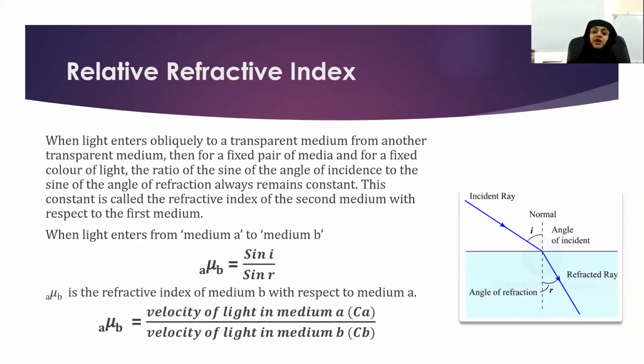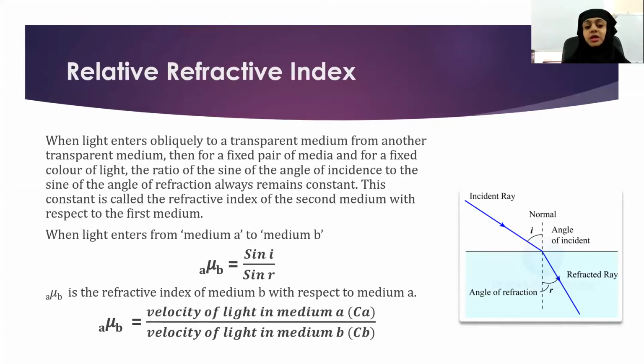So what is meant by refractive index? When light enters obliquely, what is meant by obliquely? There will be an angle, making an angle less than 90 degrees, called obliquely, to a transparent medium from another transparent medium. Then for a fixed pair of media and for a fixed color of light, the ratio of the sine of angle of incidence to the sine of angle of refraction always remains constant. And this constant is called the refractive index of the second medium with respect to the first medium.